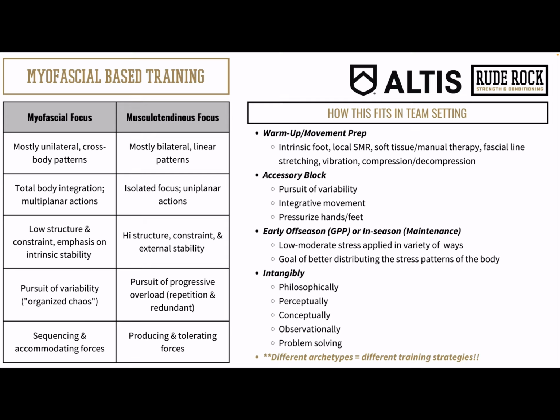On the myofascial or epimuscular side, we want to have an absence of that so that the stability is more intrinsically driven. We've covered it quite significantly at this point, but musculotendinous side, overload; fascial side, organized chaos, we're thinking more in the variability side. And then finally, on the musculotendinous side, our objective is typically to just produce and tolerate forces at certain levels or intensities. On the myofascial side, we're more focused on the sequencing and accommodation of forces.